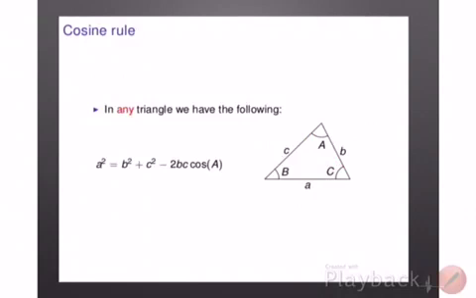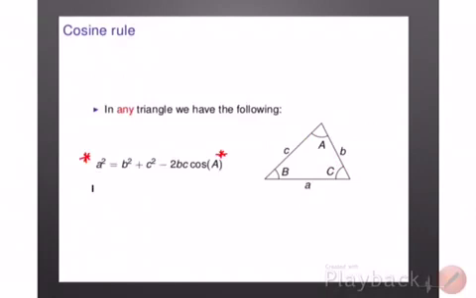With the cosine rule, we can see that it's a squared, so the side that you're trying to find. If I'm trying to find a squared, then this cos A has to be the angle opposite it. So don't make that mistake. If I'm trying to find a squared, then the angle I use is capital A. It has to be the side opposite it. If I was trying to find side b, I would use cos B. That's really, really important.